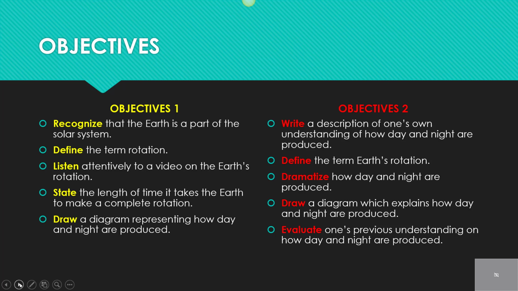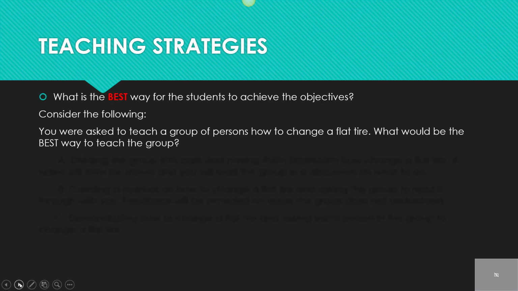Let's look now at teaching strategies. What is the best way for students to achieve the objectives is really what you should be asking yourself. So if I want students to write something or to dramatize something or to evaluate, or I want them to draw a diagram that represents how day and night are produced, what is the best way for me to get them to achieve these objectives? That is what you do in terms of selecting teaching strategies.